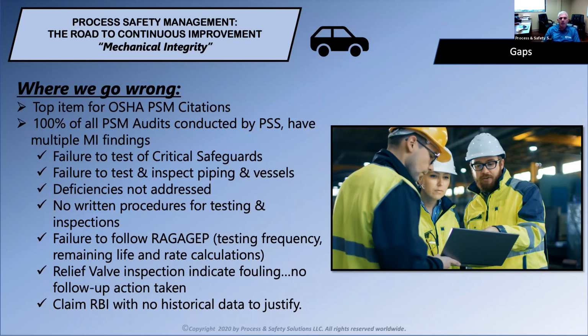Also, failure to follow RAGAGEP. For example, testing frequency. If you follow IAR, if you follow API, they have set frequencies for those tests and inspections to be done. If you're following API, for example, it requires that you develop the remaining life and rate calculations, or corrosion rate calculations. If you don't do those, that's failure to follow RAGAGEP.